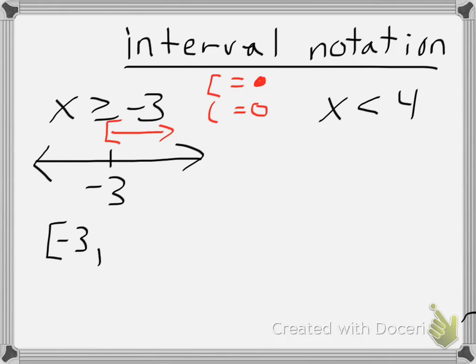Now, since we're talking about going higher and higher and higher with our values, there's no highest point here. We go to infinity, so we say simply that, infinity. And infinity, whether positive or negative, always gets a parenthesis, since it's not a specific value. It's more of a representation. And here's our interval notation.